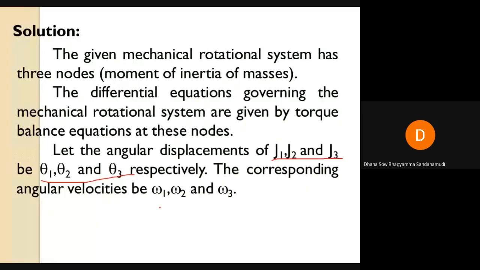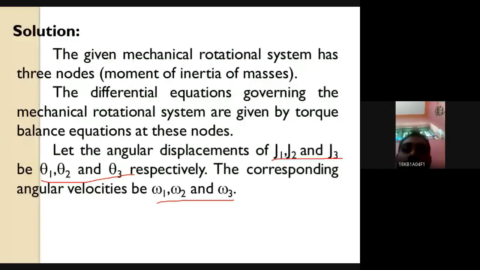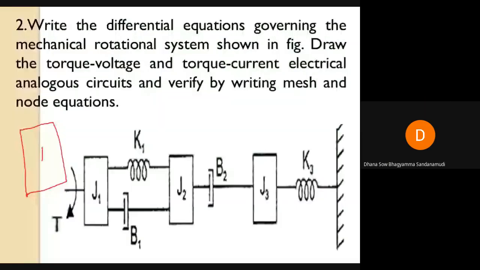I am considering the free body diagram at node 1, J1. This is the applied torque. The applied torque at node 1 is T. Angular displacement at node 1, let us assume, is theta 1.